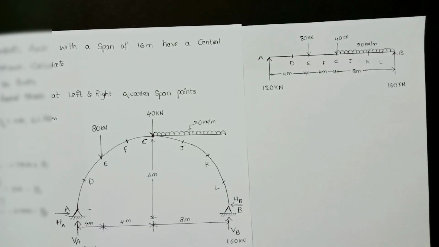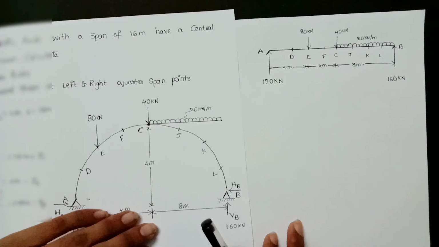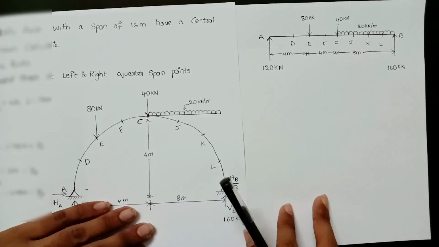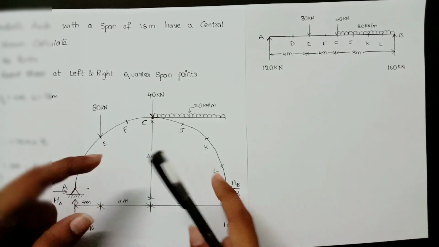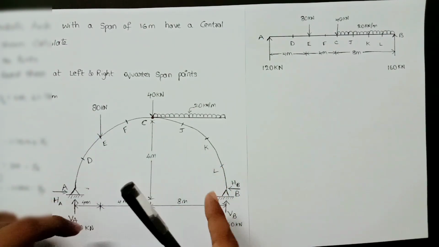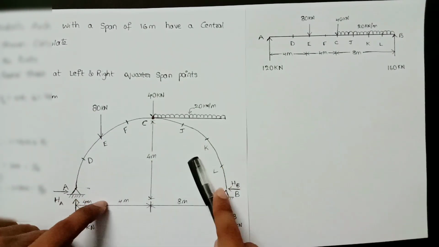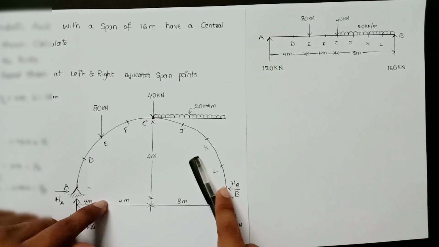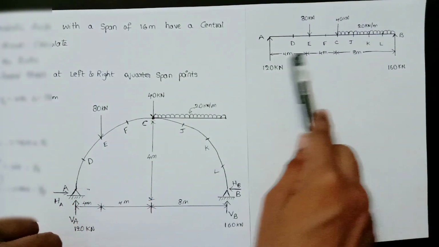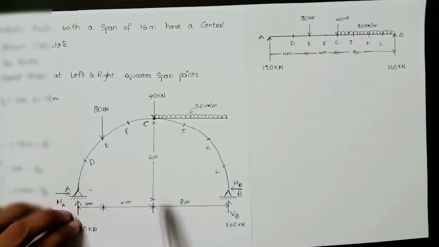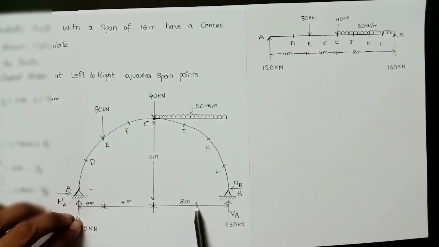After calculation of support reactions, now we have to calculate the beam moments. Beam moments means we have to assume the arch as a simply supported beam. We have to treat this entire arch as a simply supported beam, and then calculate the moment at each point, made into a simply supported beam with the same dimensions, 4 meters, 4 meters and 8 meters.